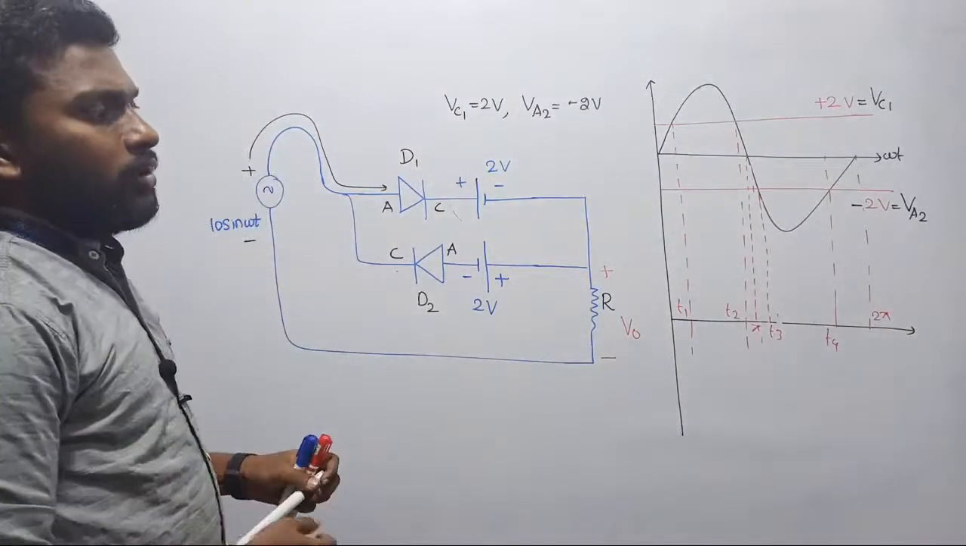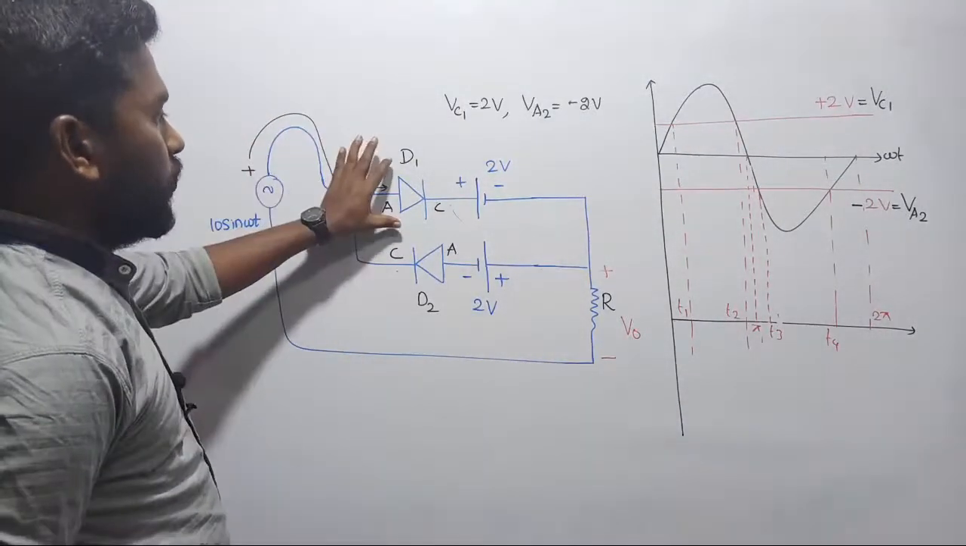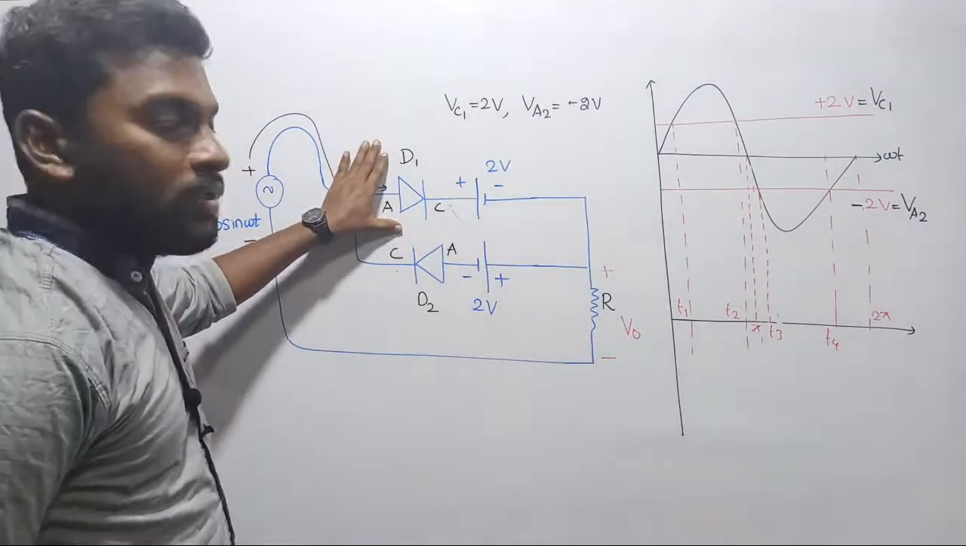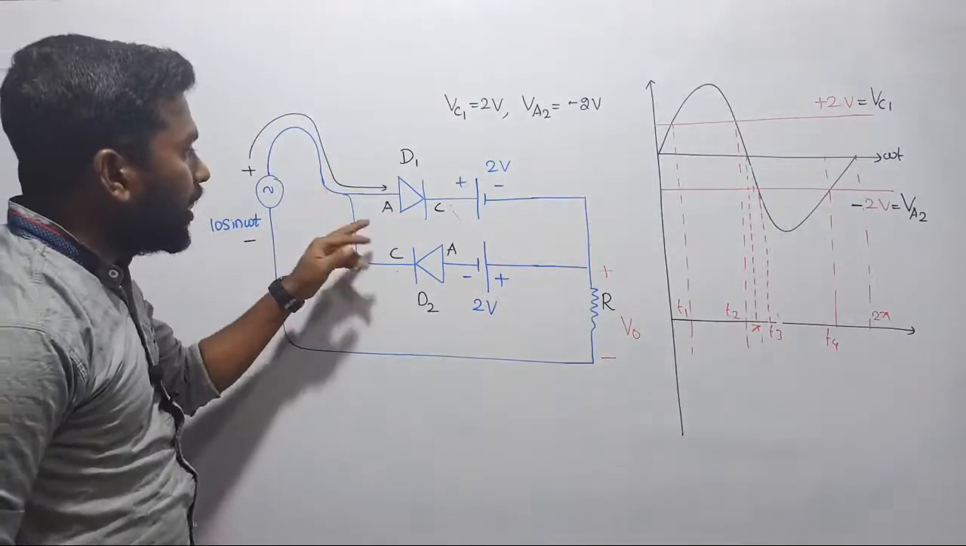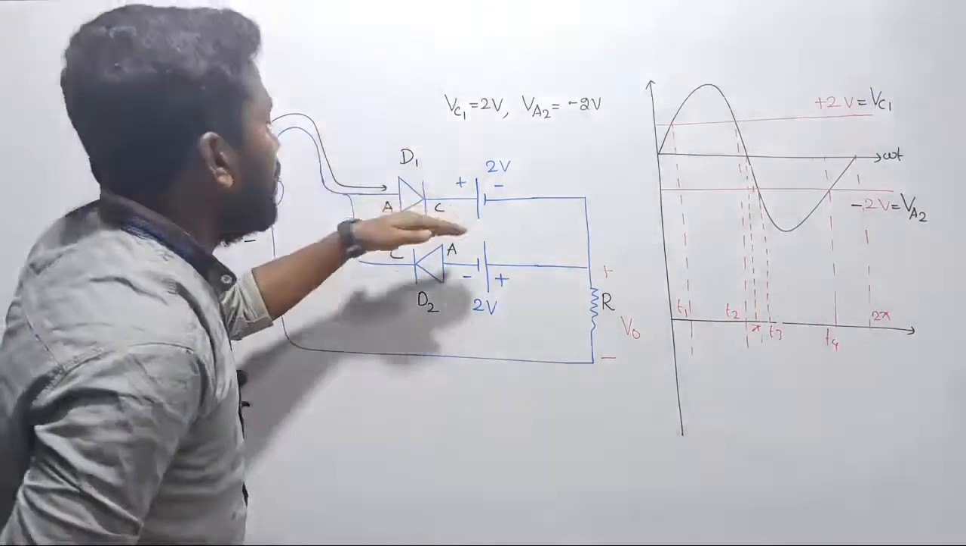Now case number 1. So the thing is, if you want to turn on the first diode, when will this diode turn on? This diode will turn on when the voltage at the anode becomes greater than the value of the cathode voltage.